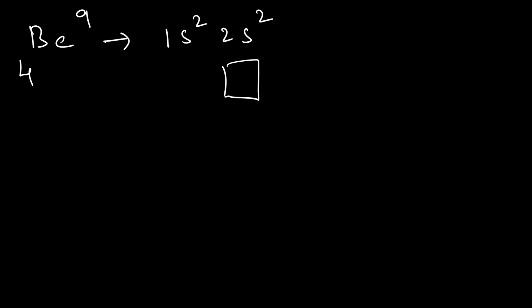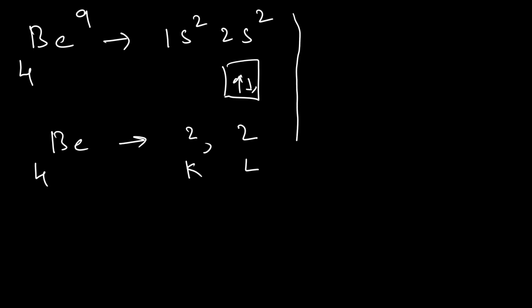Next element is beryllium. Beryllium with atomic number 4, mass number 9, configuration 1s2, 2s2. So the electrons present in the outermost shell are 2 electrons. Or beryllium 4, 9, and we get 2, 2. This is K shell, this is L shell.